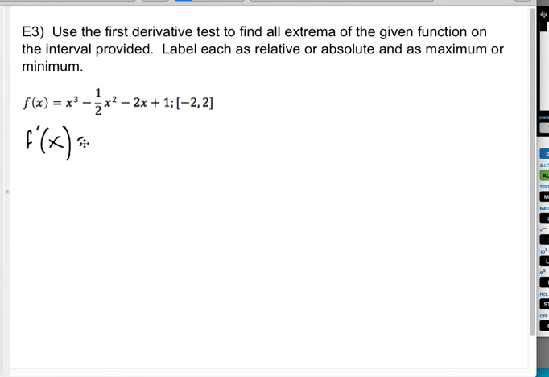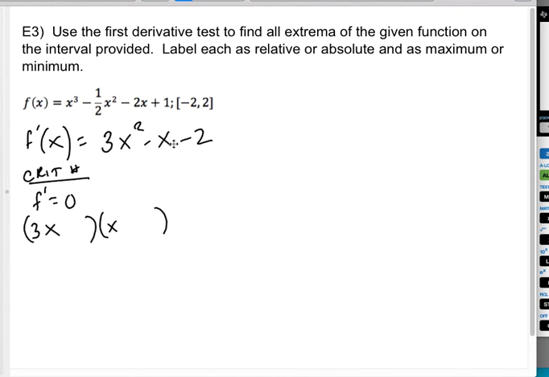I have f prime of x equals 3x squared minus x minus 2. My critical numbers are going to happen when f prime is 0, which would be when, and I'm going to go ahead and factor this now. I know it's going to be a 3x and an x. I want a negative 1 at the end, so I think it's a minus 1 and a plus 2. You should always FOIL to double check. 3x squared minus 3x plus 2x checks out, and that's a minus 2. Okay, so I'm going to get that x is either negative 2/3 or x is 1. So there's my two critical points from that information.